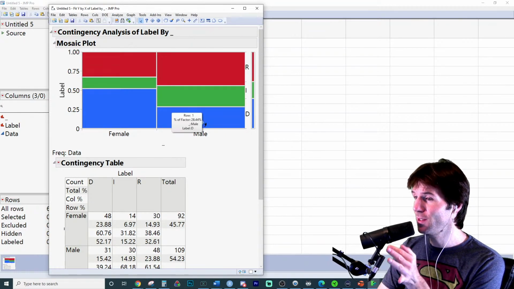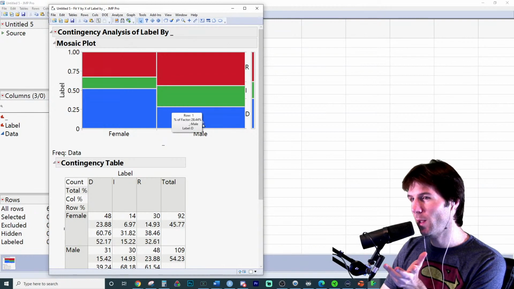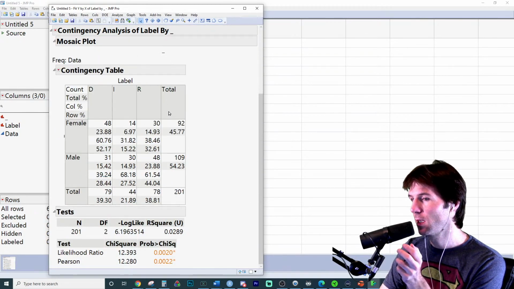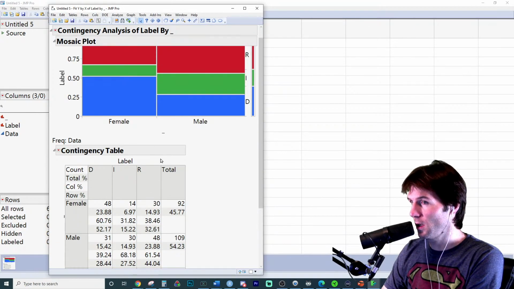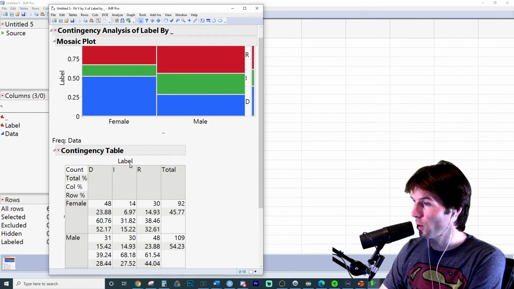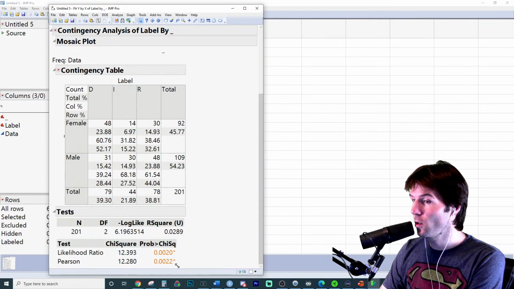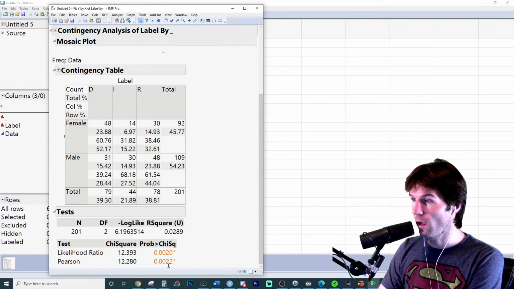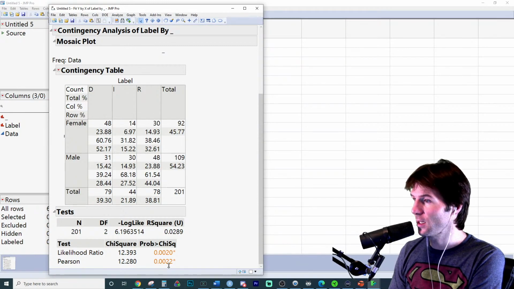It looks to me like there is an association, but we don't do it by looks, even though it looks kind of obvious there's a lot more female Democrats. You go down here to the chi-squared test of independence. Now, the null hypothesis was that someone's gender is independent of their political party. We have a very low p-value right here, which means we reject the null hypothesis. It means there is strong evidence that somebody's gender is not independent, i.e. associated with somebody's political party.